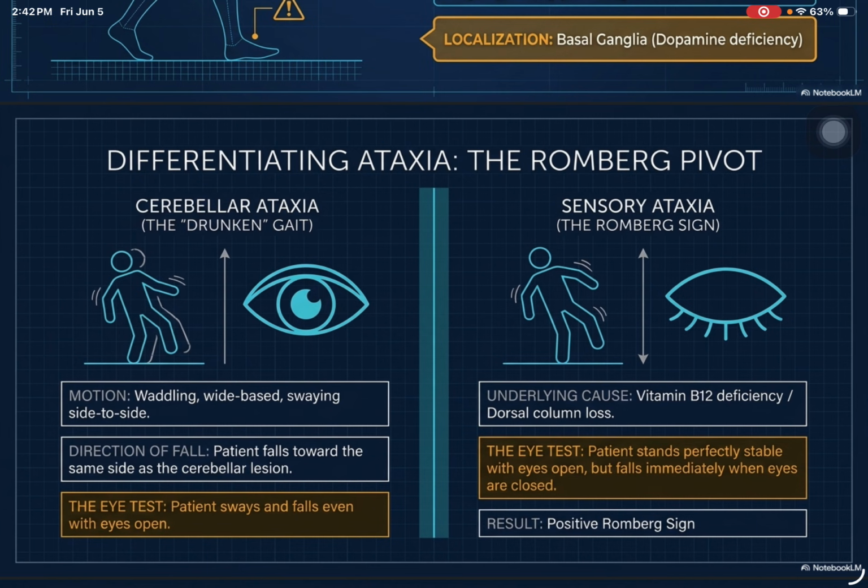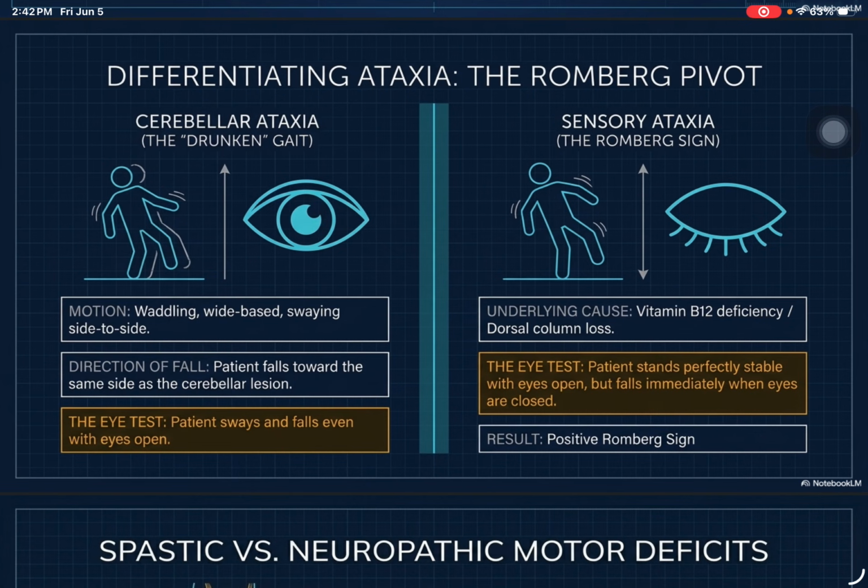Differentiating ataxia: the Romberg sign. We have two types of ataxia, cerebellar ataxia and sensory ataxia. How can we differentiate the two? In sensory ataxia, we do the Romberg sign. The Romberg sign is that a person stands with eyes closed. If there is a vitamin B12 deficiency, the patient may fall, and this is called a positive Romberg sign.